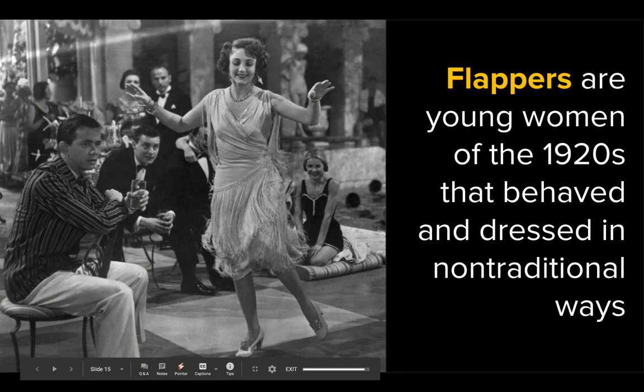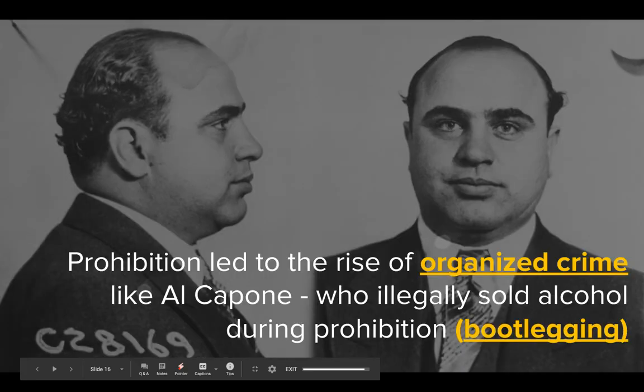This also led to the flappers, which we have talked about: young women in this time period started behaving and dressing in different ways. Women would go to the speakeasies, dress differently, and drink, which was not typical or expected from women at the time, and start to change the social culture. And again, just because something is illegal doesn't mean people aren't going to find a market.